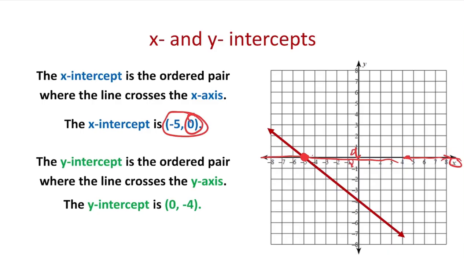And then it's the opposite for the y-intercept. So this is the y-intercept, and you can see we've got it written 0, negative 4. It's right there, because that's where we cross. And any number that falls on this is going to have an x value of 0 because we're not moving left or right. Okay?